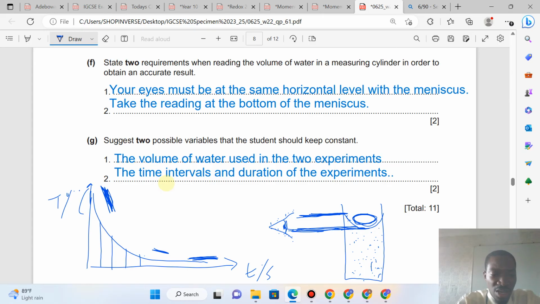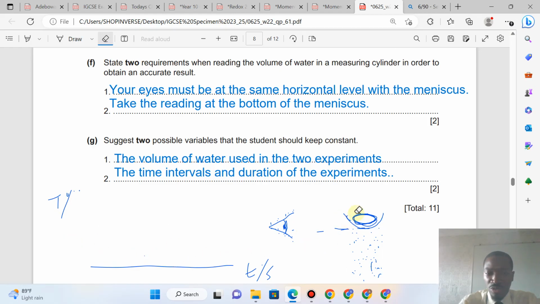So time intervals here are equal, but in a situation like this, the time intervals here are not equal. So you won't be able to see the actual slope in the experiment. Okay, good. So that is it. That is how you get that done. I think this brings us to the end of this question 2.